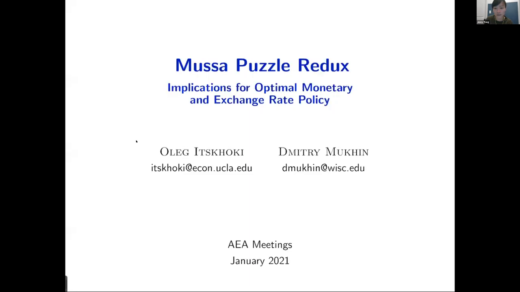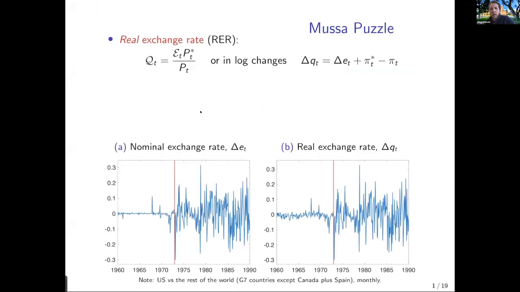Okay, so our next paper is Optimal Monetary and Exchange Rate Policies with Imperfect Financial Markets. Okay, now I'm unmuted. Thank you very much for inviting us. So I'm going to talk about our earlier work, Mussa Puzzle Redux and its implications for optimal monetary and exchange rate policy. It might be a little surprising why the two are directly related, and I guess it should become clear after a couple of introduction slides.